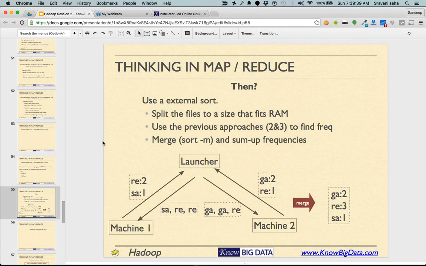From the launcher, or maybe the launcher is on any of these machines, we sent half of our data to machine 1 and half of our data to machine 2, and let machine 1 and machine 2 do whatever our earlier approaches were, whatever approaches we have discussed so far. Using those approaches we computed the frequency of words individually on machine 1 and machine 2, and whatever results we get, we merge it.